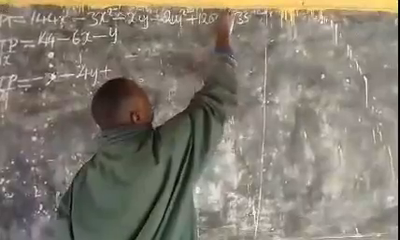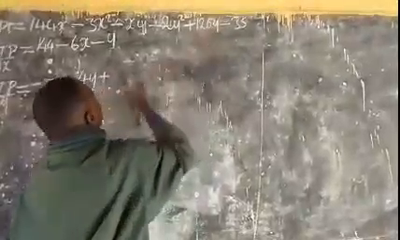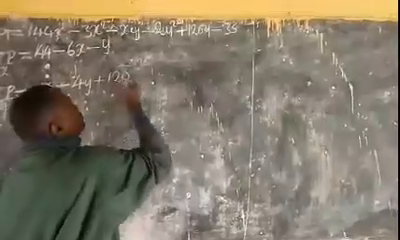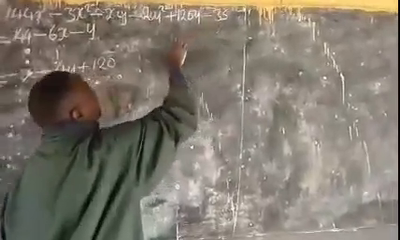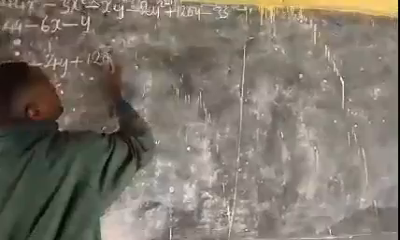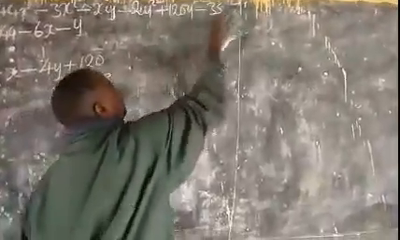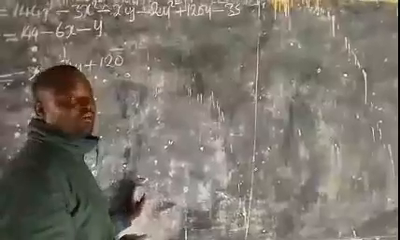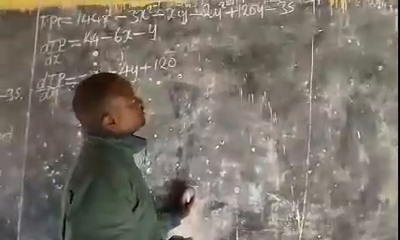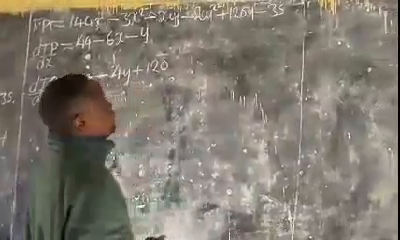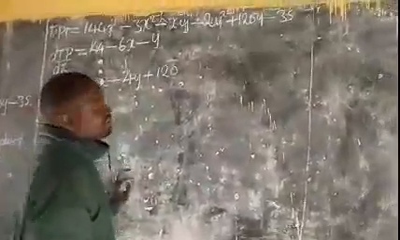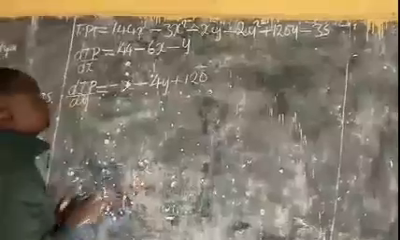Plus, here the power is 1. 1 times 120 is 120. Minus 1 there, the y will go, so it just remains 120. This one will not be involved. Why? Because it is a constant number. Any constant number, when differentiated, is 0. So it will not be there.